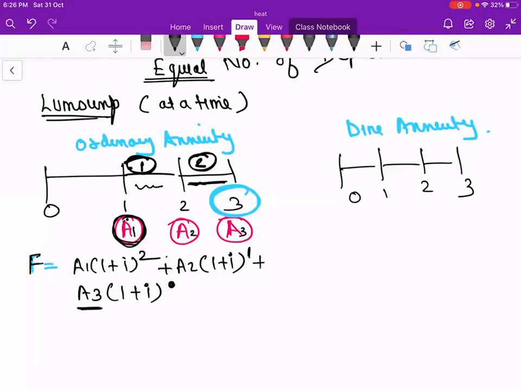This is the second year, so that is why for A1 the value will be 1 2. Okay, for A2 it will be only 1, 2 to 3. That is why it is 1. For A3, it will be 0, 1 plus I to the power 0.